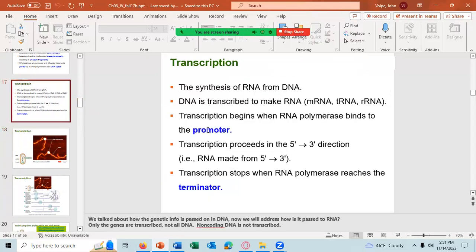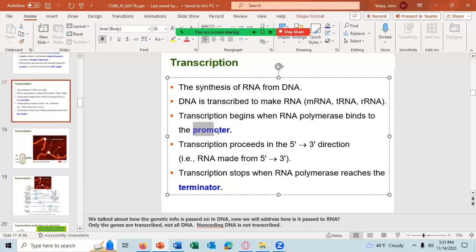And that's all the promoter codes for. It's a region of DNA that codes for the RNA polymerase to bind to it. So the promoter is a region of DNA, and all it's doing is coding for RNA polymerase to bind to this region. The RNA polymerase will then move in the 5' to 3' direction. So RNA will be made in the 5' to 3' direction.